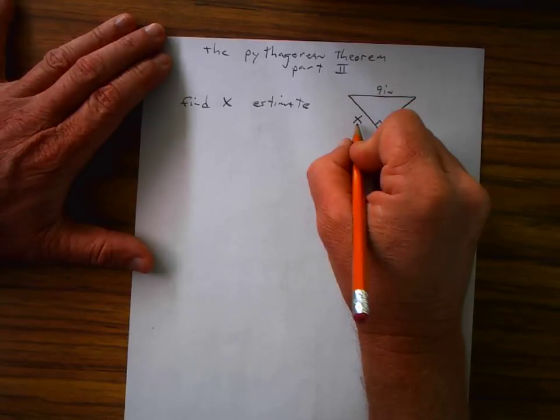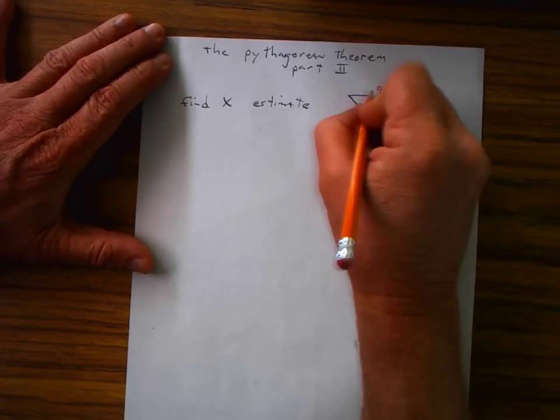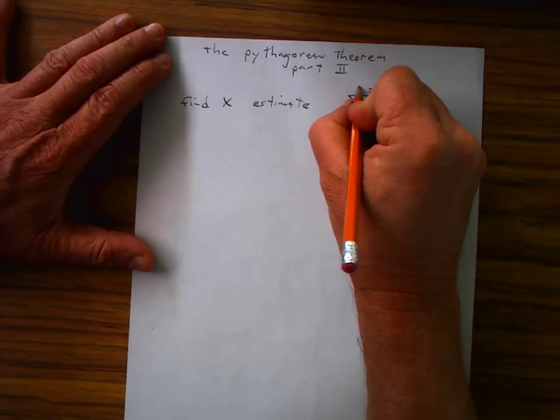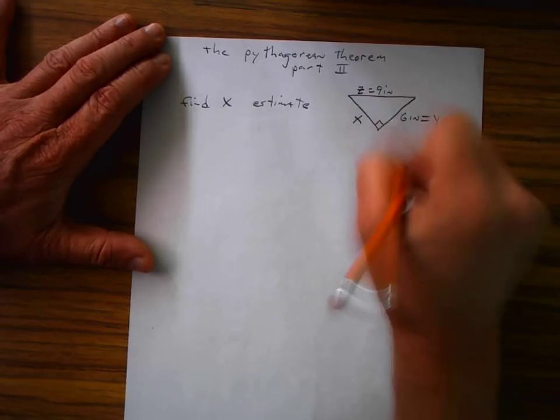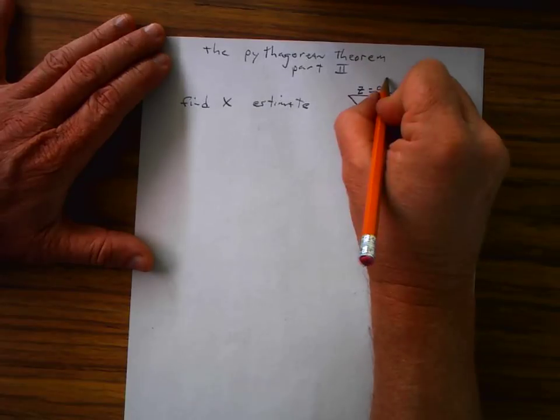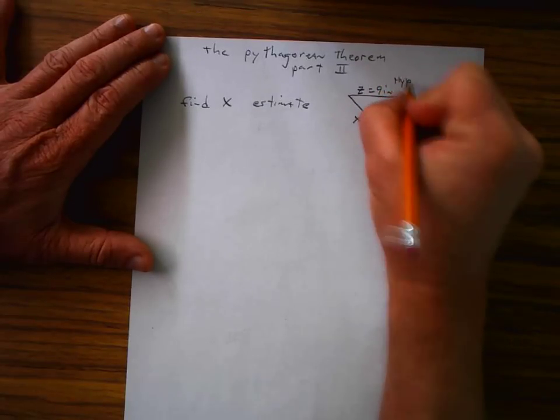Okay, so we're starting with x. This will be y, this will be z. So this is z. 6 inches equals y, so x, y, z. And we'll just call this hypotenuse, and I'll just abbreviate it HYP.